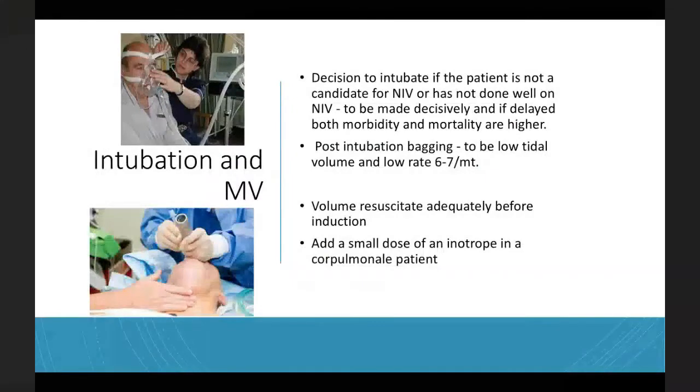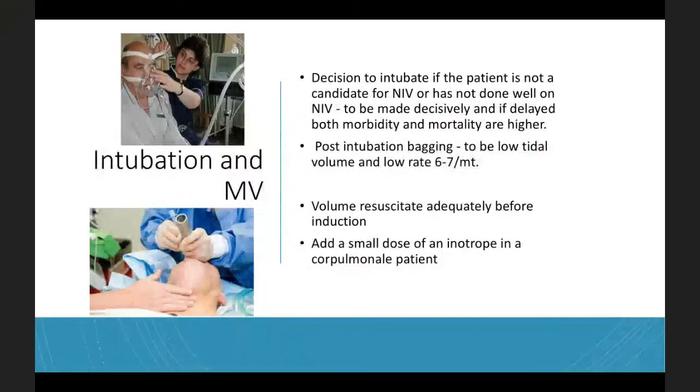Because of shortage of time, we won't be going into non-invasive ventilation. We have an excellent expert on NIV in our panel, Dr. Anoop. Anyway, we'll discuss invasive ventilation only now. Suppose the patient doesn't have a successful NIV trial, he will go in for invasive ventilation. So you have to be careful, because post-intubation ambu bag ventilation also should have low tidal volume and a low rate of around 6 to 7 per minute, which will do a lot of good for your COPD patient.